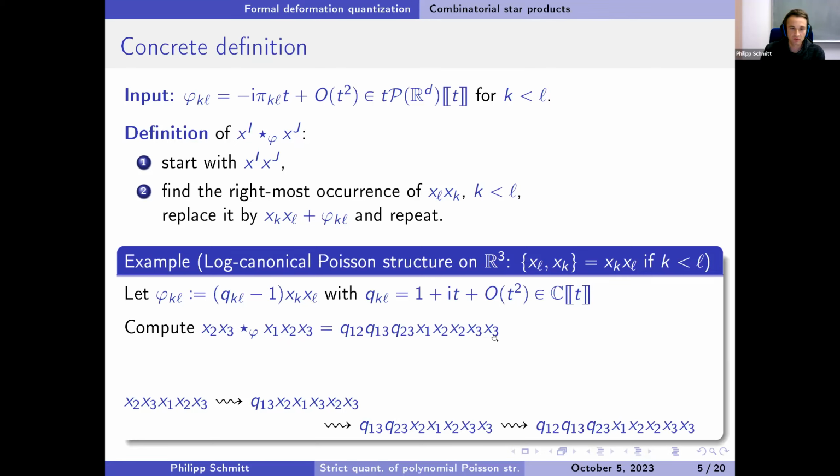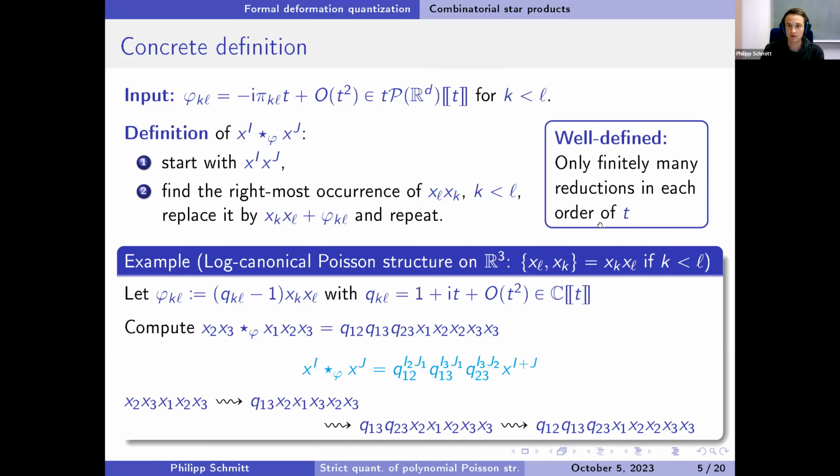Okay, and if you're good at combinatorics, then it's not too hard to derive a general formula from this. And it will just be that x to the I star x to the j is given by this expression here. Okay, before moving on, let me mention one important thing, namely that in each order of t, there are only finitely many reductions needed to compute this order. So in particular, this gives you a well-defined operation, because only finitely many reductions are needed to compute each order of t.